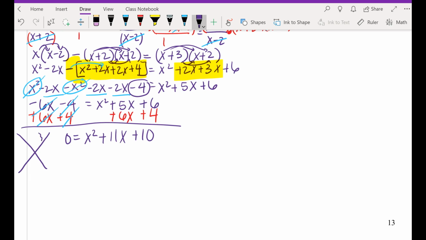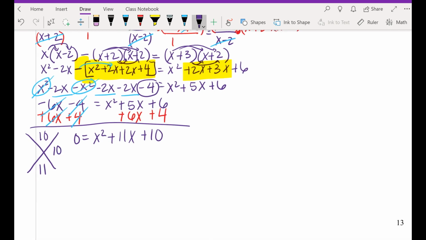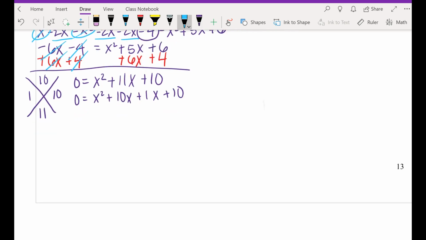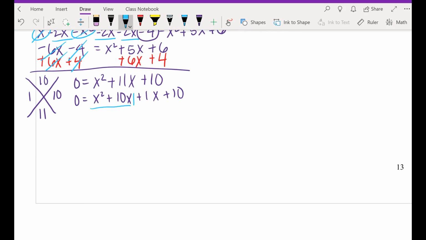So on the top is 10, and on the bottom is 11. I need two numbers that multiply to give 10 and add to give 11. That's 10 and 1. So that's definitely factorable. So x squared plus 10x plus 1x plus 10. If you already know what the factors are, you can straight up write it, okay?